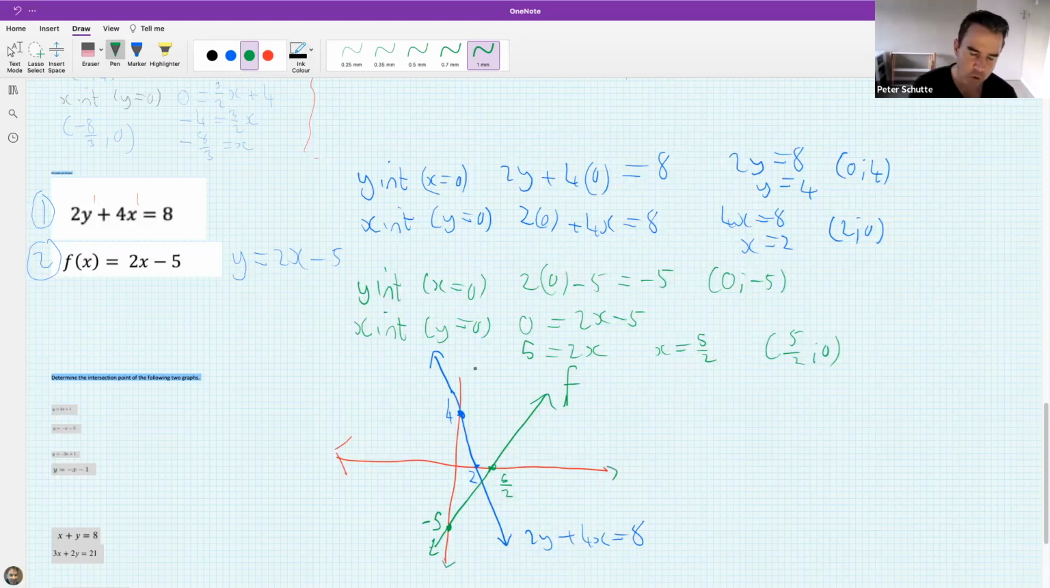So when you draw graphs, you have to have your x and y axis, you have to label your intercepts, and you also have to label the graph. If you're given the graph in f of x notation, what's quite nice is you can just label it with an f. You don't have to write this whole thing down here.